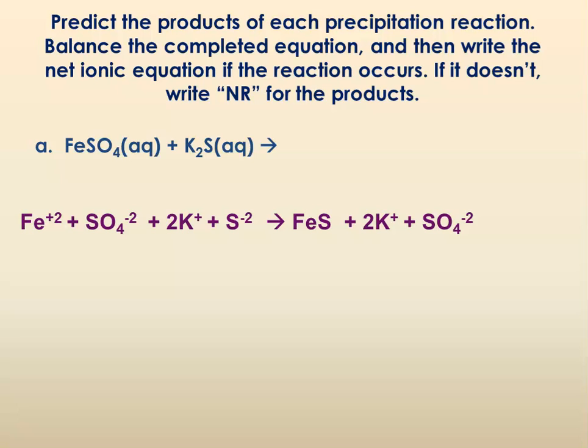We did have a reaction occur. We did have a precipitate form with FeS. So now we can look to see what ions are spectators, which appears to be the potassium and the sulfate. And so now our net ionic equation would just show the iron ions and the sulfide ion combining to form the precipitate of iron 2 sulfide.